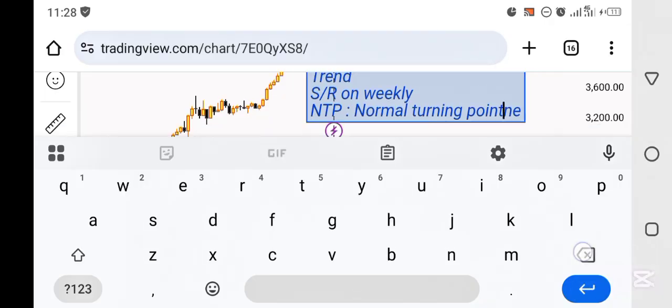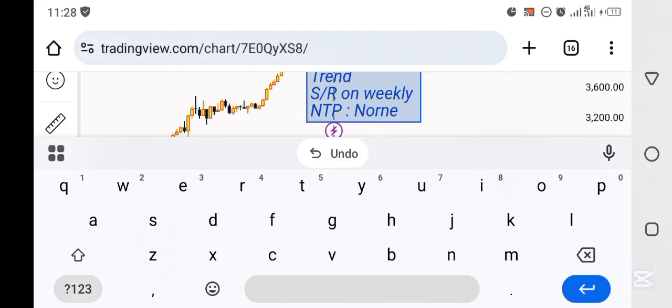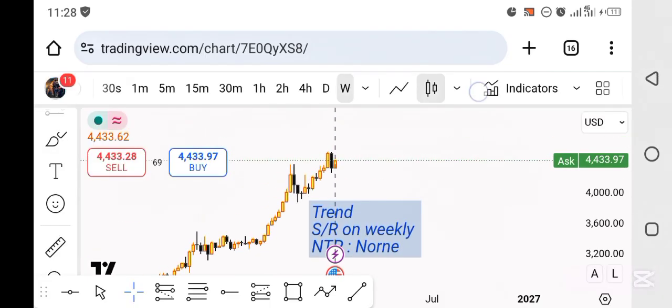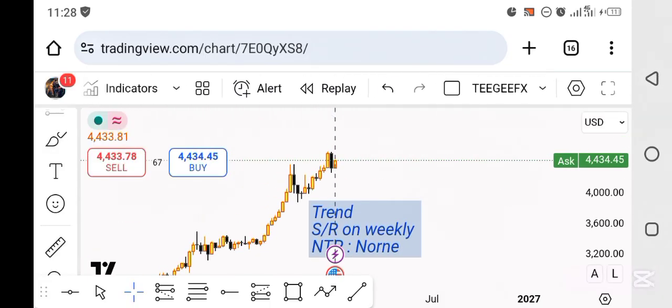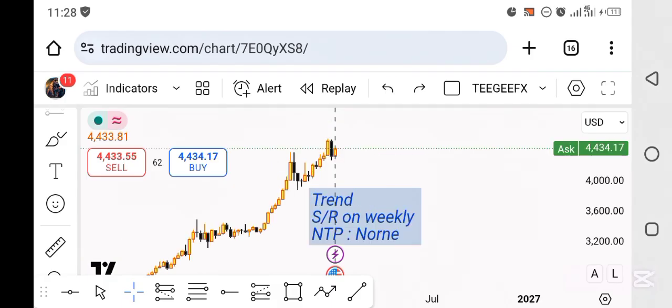No, I'm using my phone to do this analysis, that's why it's like this. I don't have time for the laptop for now.